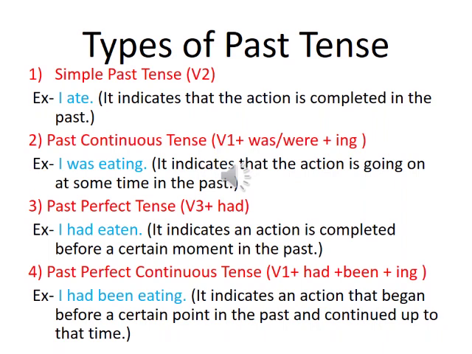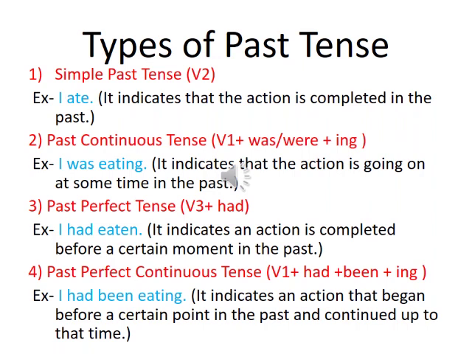The next one is past tense. Let's talk about the types of past tense. First is simple past. In this tense, we use second form of verb. For example, I ate. It indicates that the action is completed in the past.